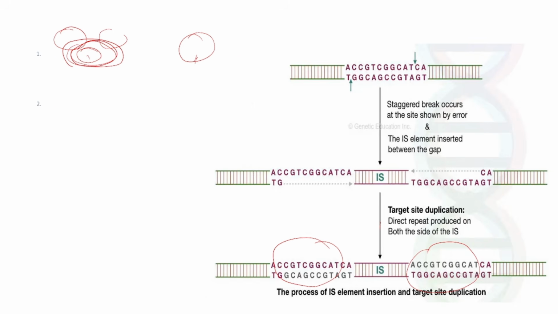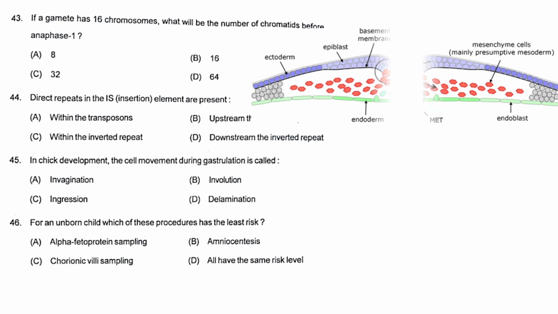Let me show you in more detail. Okay, here you can see these are the two layers which are formed. The upper layer is epiblast and the lower layer is hypoblast. So how are this epiblast and hypoblast layer formed? Because cells from the upper layer are migrating to the lower layer. You can see, when this migration is happening due to a cell movement, this cell movement is called ingression. So the right answer will be option C, that is ingression.